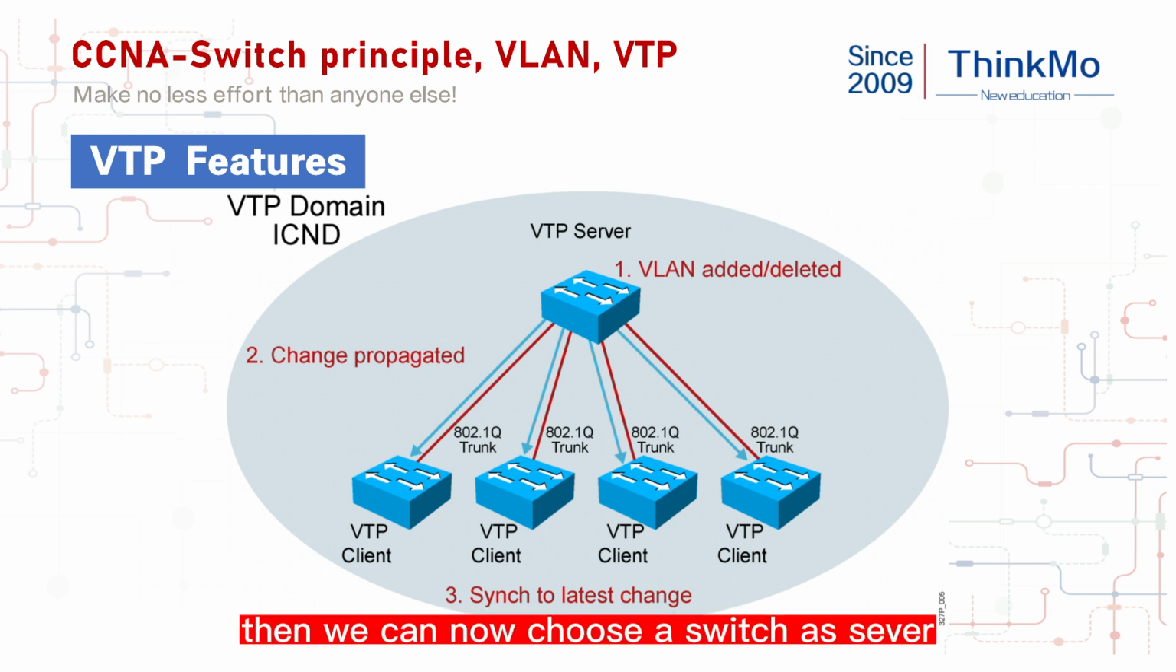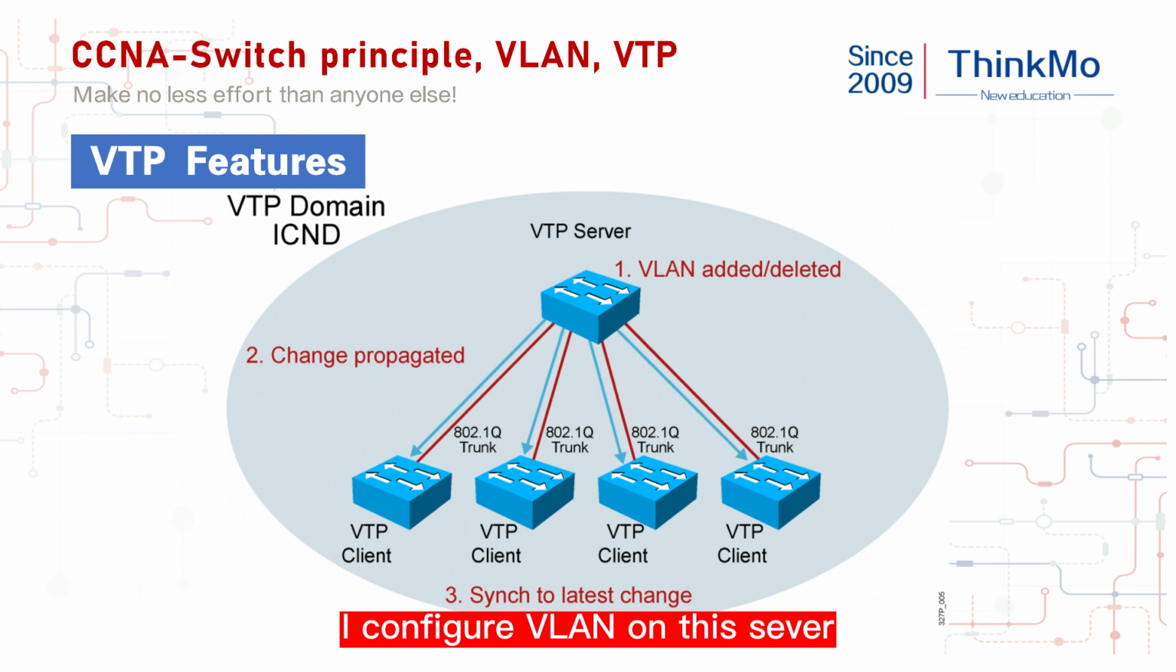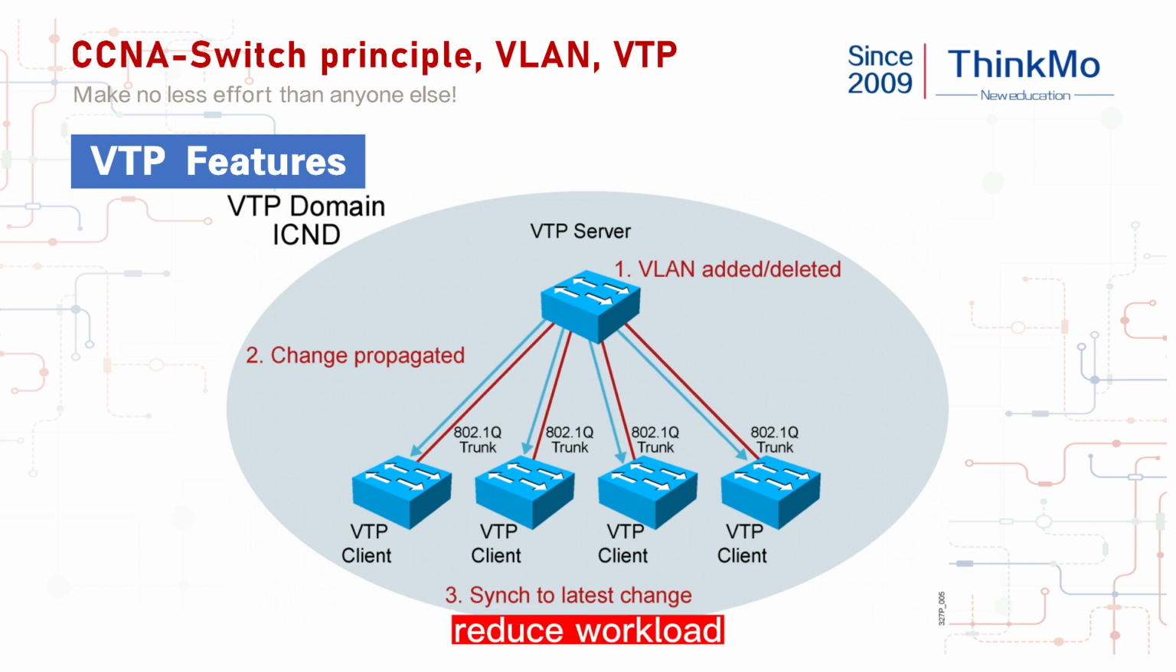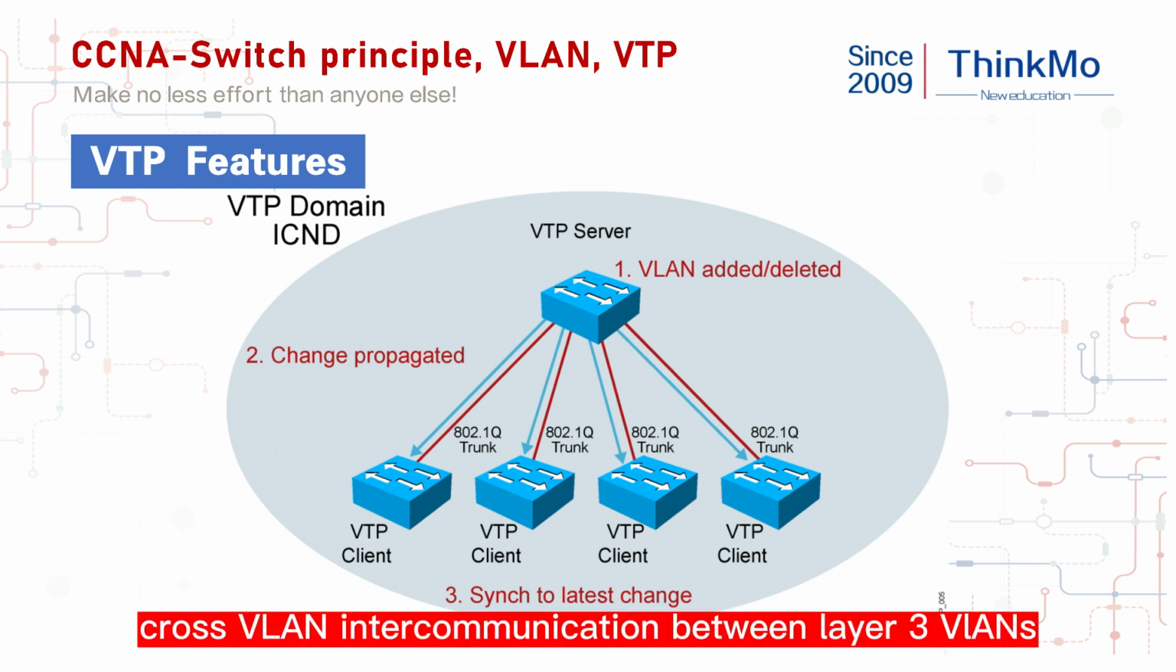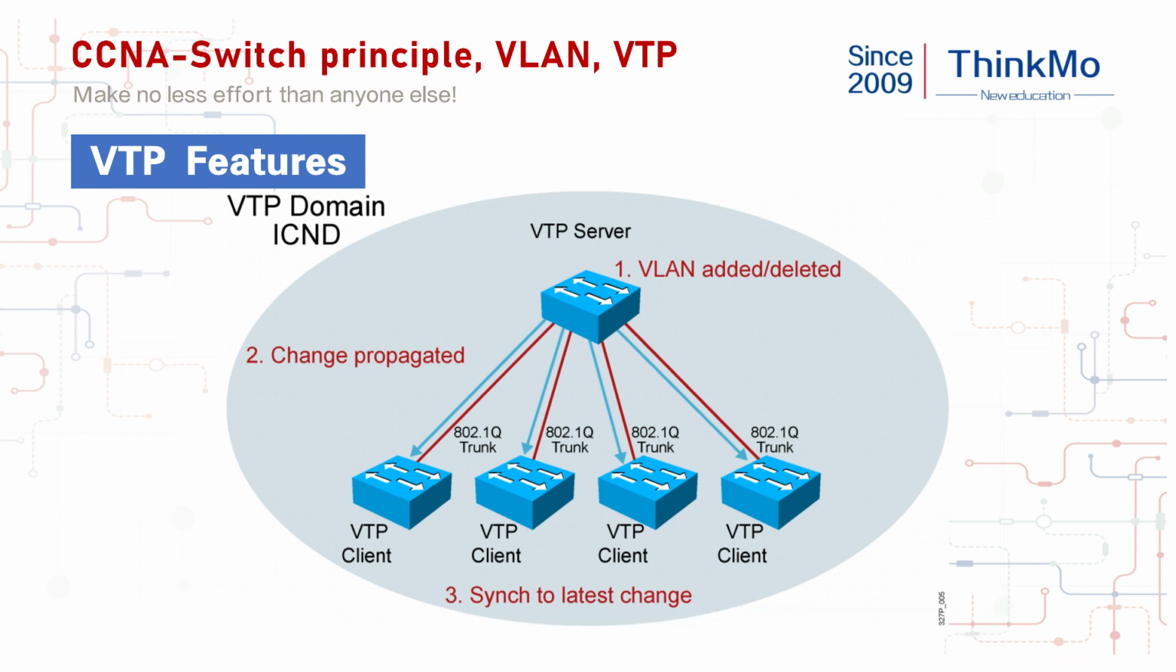Then we can choose a switch as the server. Others are treated as clients. I configure VLANs on this server, then sync them to other devices, which reduces the workload. We'll get to that later, cross-VLAN intercommunication between Layer 3 VLANs. Let me briefly talk about how to configure it. It's enough for everyone to understand.